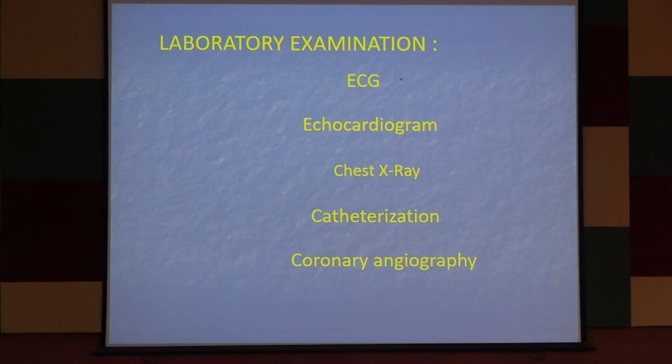Second, CXR. Usually the cardiac silhouette is normal because of concentric hypertrophy, but with the passage of time and progression of the disease, the development of dilatation may produce cardiomegaly or an increase in the cardiothoracic ratio.